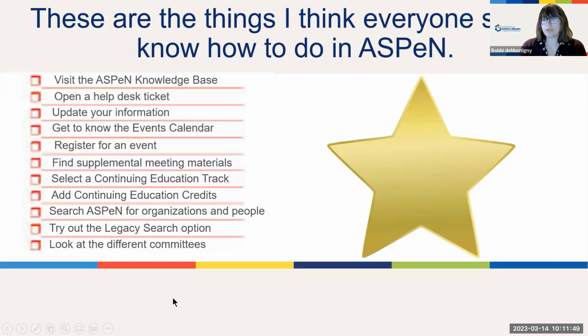So these are the things that I really want everyone to know how to do in Aspen. I'd like people to be able to visit the Aspen knowledge base, open a help desk ticket, update your information, get to know the events calendar, register for an event, find supplemental meeting materials, select a continuing education track, add continuing education credits, search Aspen for organizations and people, try out the legacy search option, and look at different committees.